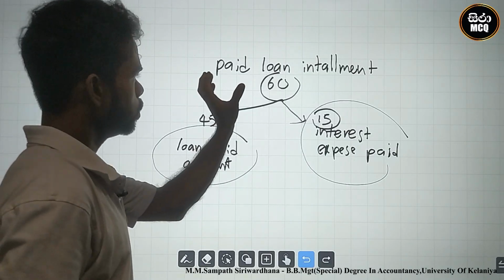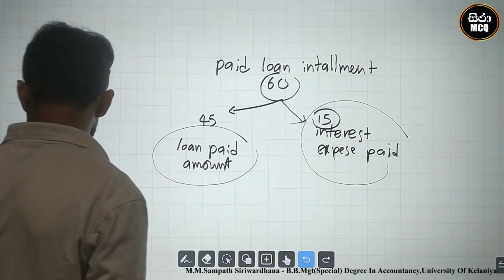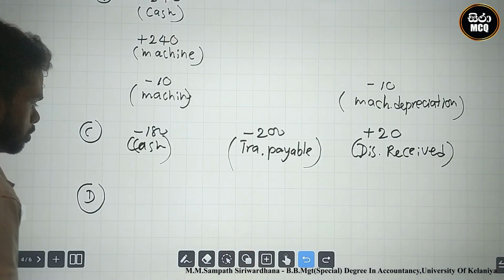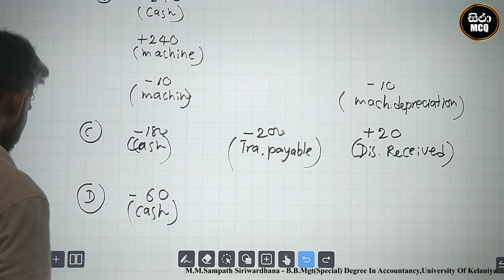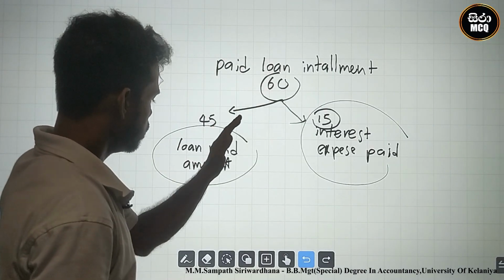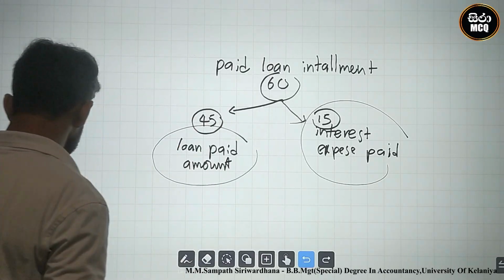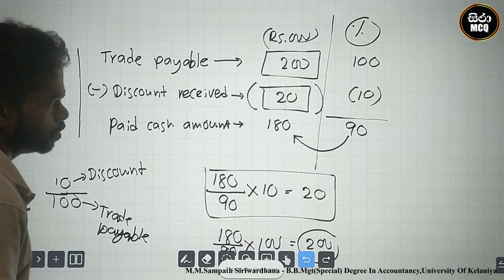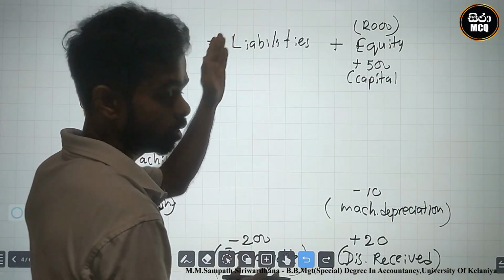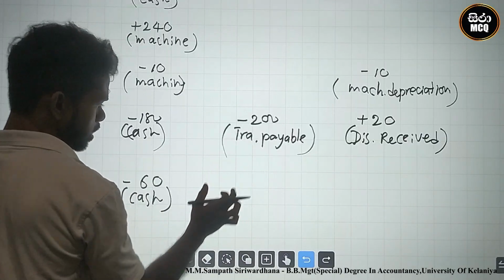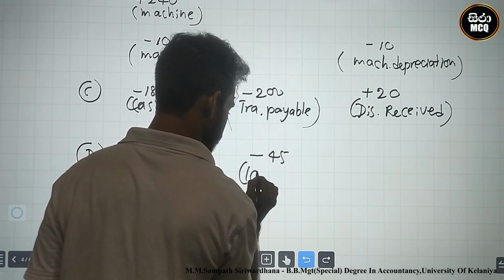What is the impact? Total paid loan installment is 60. 60 must be deducted from cash. Therefore, 60 must be deducted from cash. After that, the loan paid amount, 45, must be deducted from liabilities. Liabilities is this column. 45 must be deducted from liabilities. 45, this is the loan.